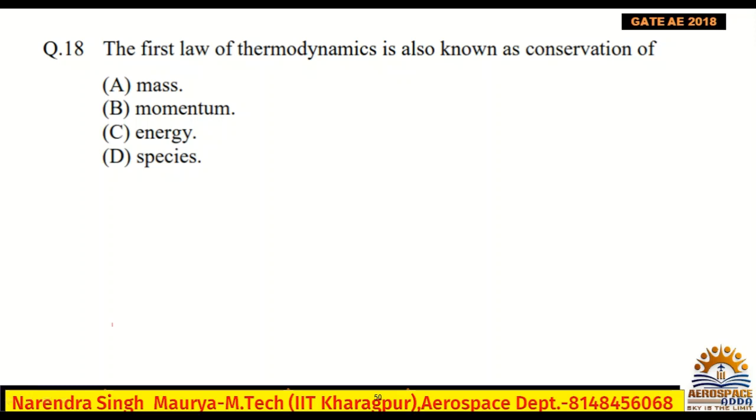Alright, so this is problem number 18 we have here. The first law of thermodynamics is also known as conservation of: option A, mass; option B, momentum; option C, energy; option D, species. So you know, the first law of thermodynamics, as we know, is very basic only.